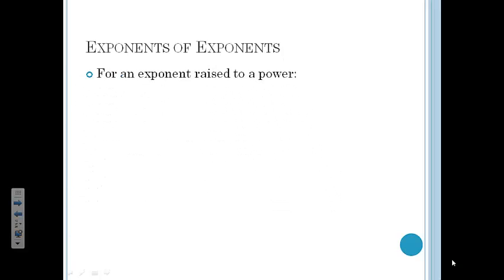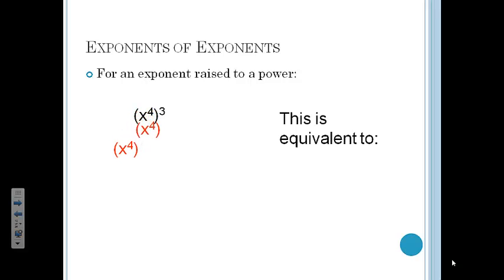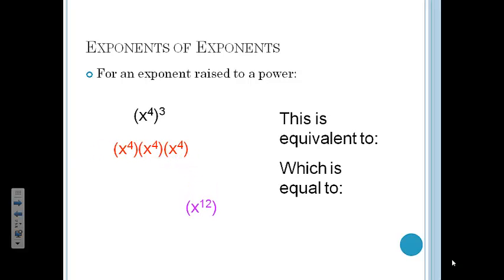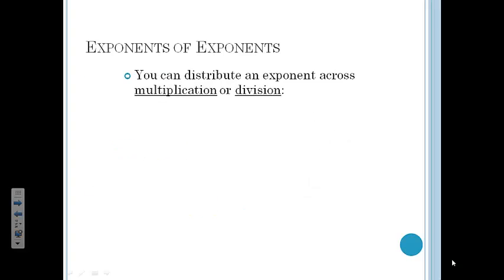Now, that brings us to exponents of exponents. When you have an exponent that's raised to a power, for example, x to the 4th raised to the 3rd, this is equivalent to x to the 4th 3 times. And we know from the previous slides that when you're multiplying, you add the exponents, which is equal to x to the 12th. So the rule for exponents of exponents is we multiply the exponents together.